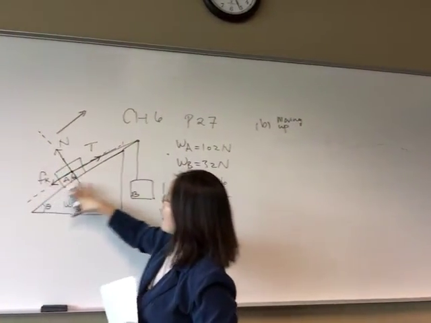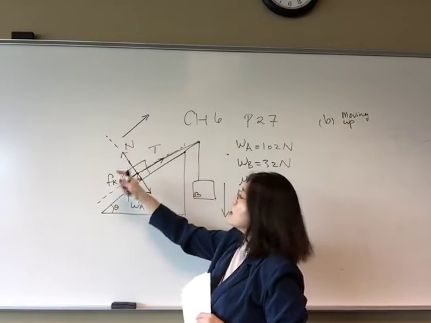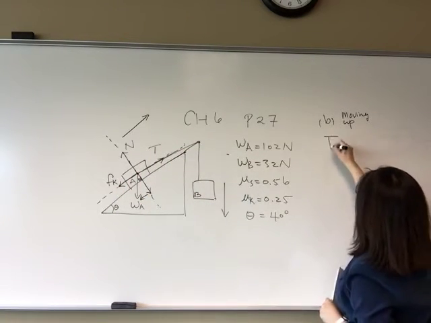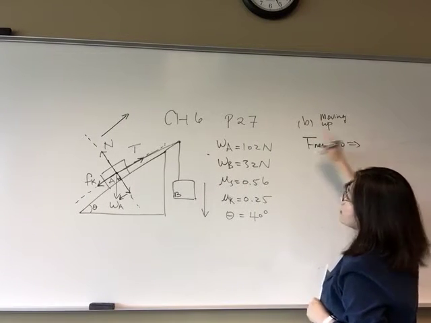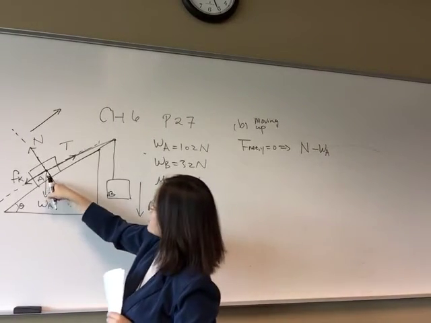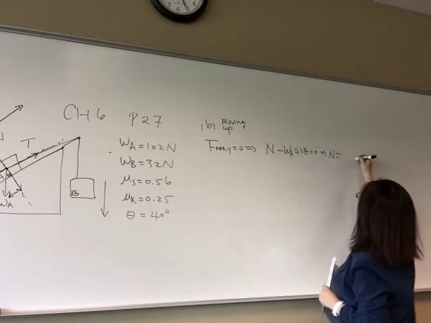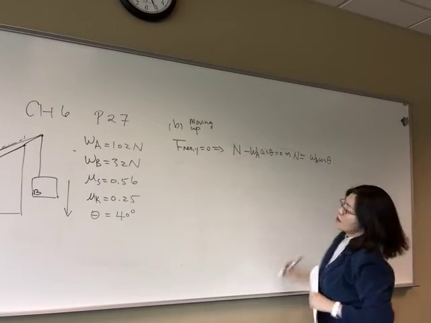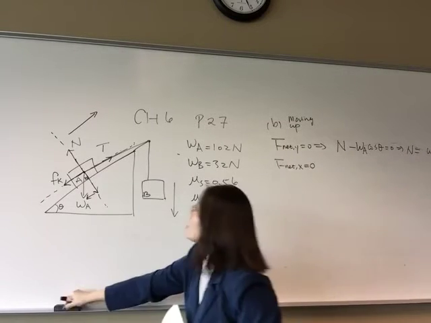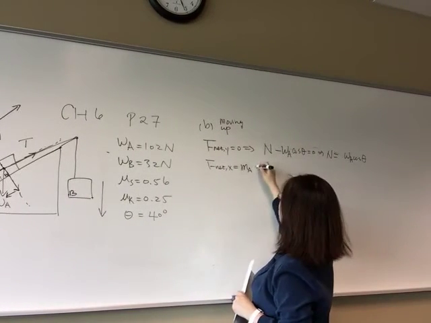In the vertical, let's look at block A. In the vertical, the force is still balanced because it's not moving in the vertical direction. In the horizontal direction, the net force is in this direction. So the net force in the y direction is equal to the normal force minus the weight of block A times cosine theta. This whole thing is 0, so your N value is WA times cosine theta. Now the net force in the x direction is no longer 0. So that will be the mass of block A times the acceleration.